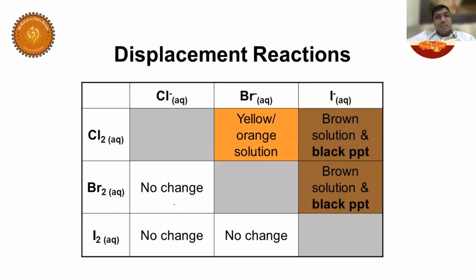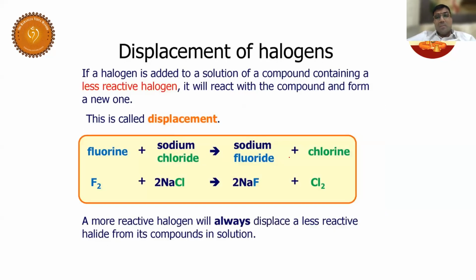So here you have taken chlorine, a halogen, and bromide, a monovalent anion, right? On one side you have taken chlorine, bromine, and iodine. In the other case you have taken chloride, bromide, and iodide. Already I conveyed to you: chlorine can displace only bromine and iodine, bromine can displace only iodine, and iodine cannot displace any halogen.